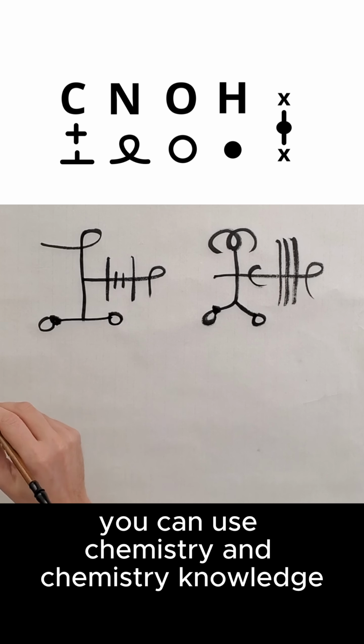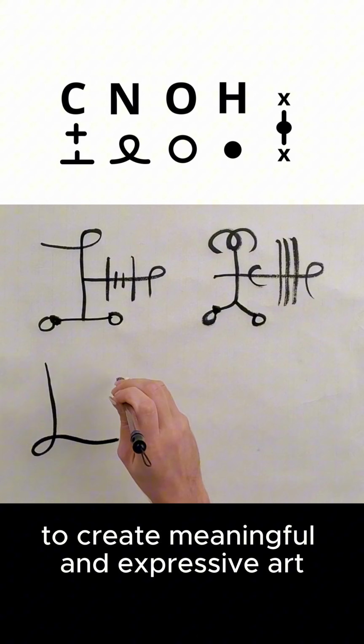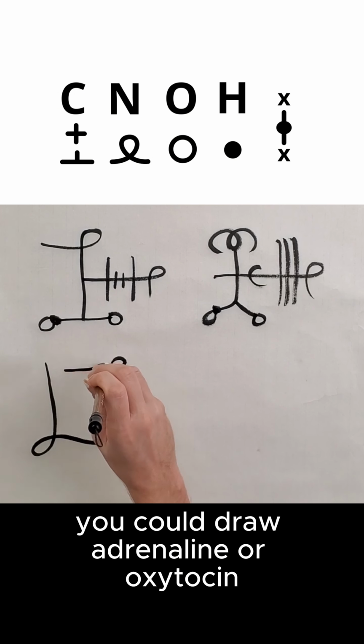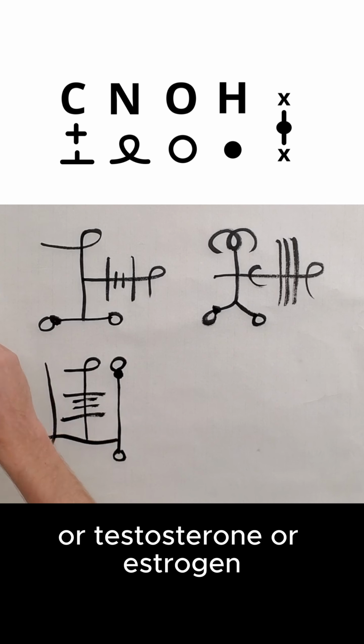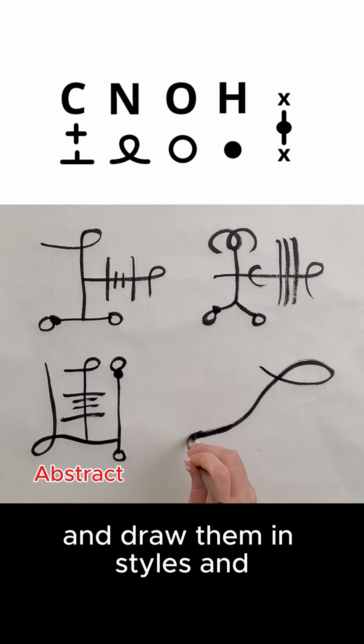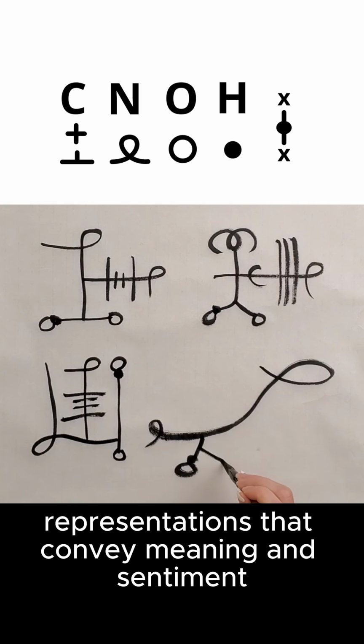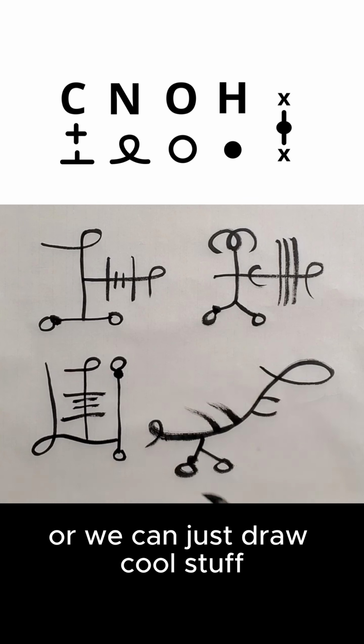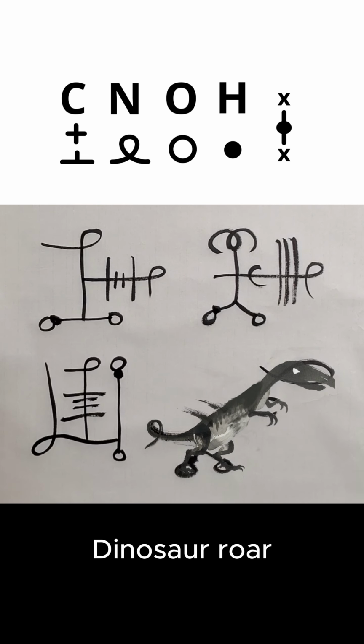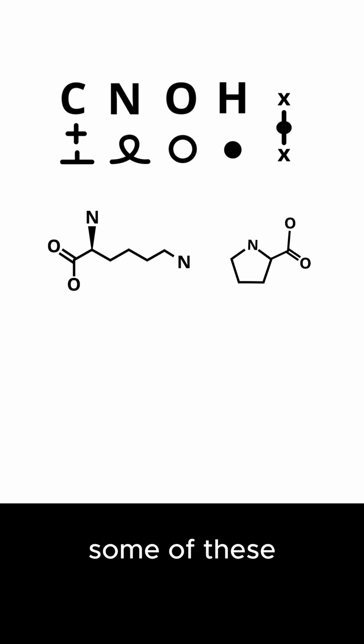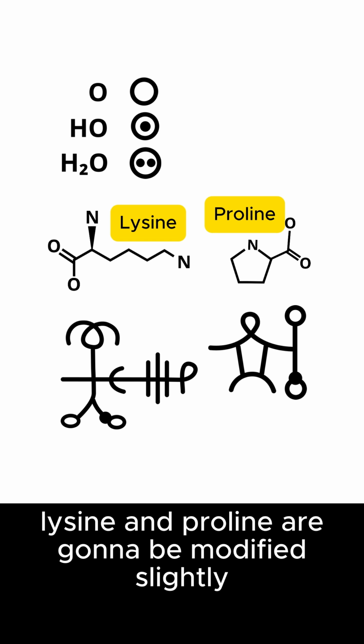You can use chemistry and chemistry knowledge to create meaningful and expressive art. You could draw adrenaline or oxytocin or testosterone or estrogen and draw them in styles and representations that convey meaning and sentiment. Or we can just draw cool stuff. Dinosaur, rawr. Now, after the collagen is made, some of these lysine and proline are going to be modified slightly.